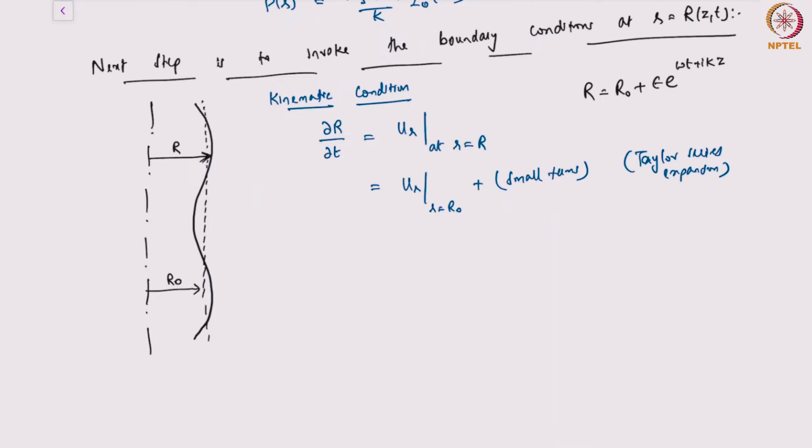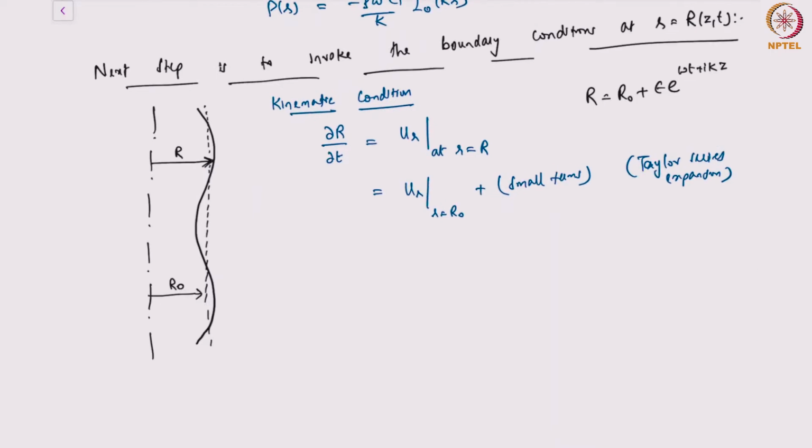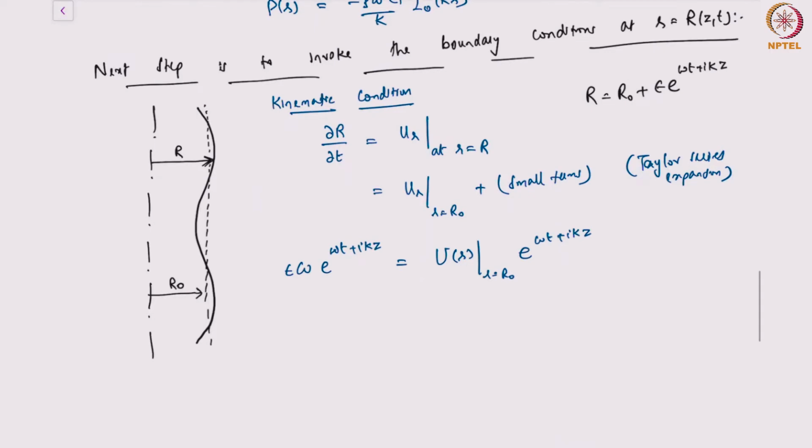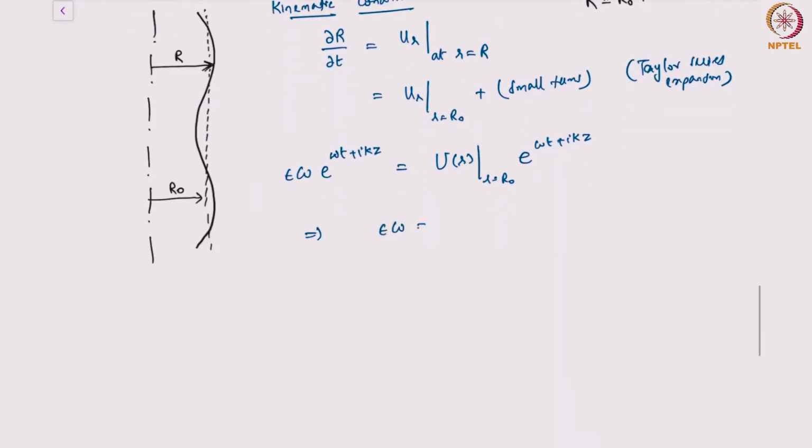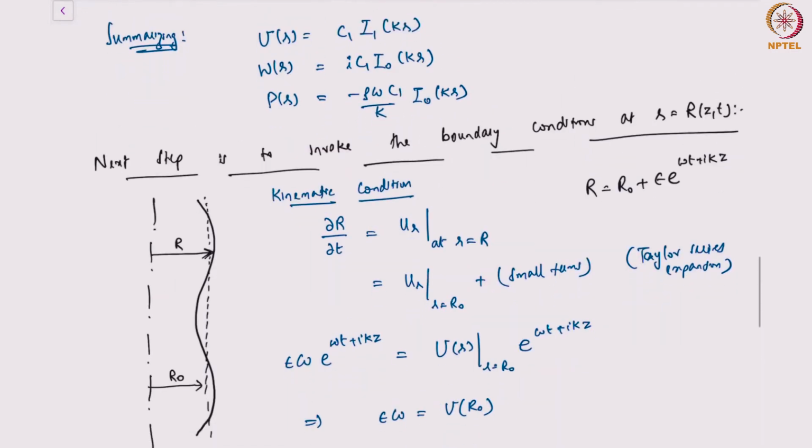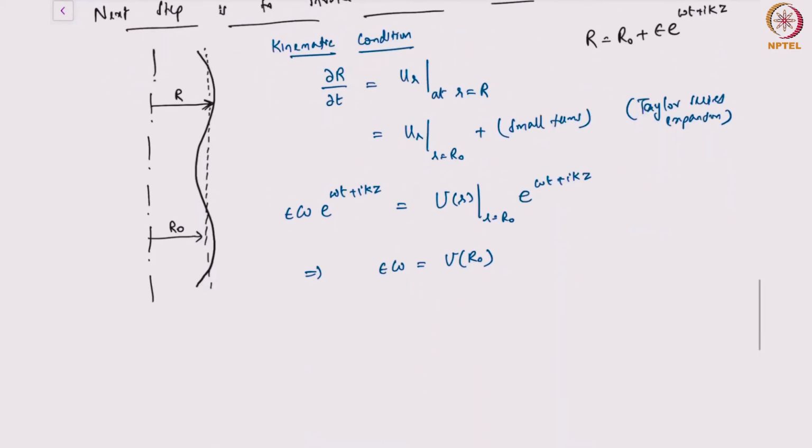Okay. So the left hand side in this case, ∂R/∂t, becomes epsilon omega e^(ωt + ikz). The right hand side simply becomes capital U of r at r equals r naught, times e^(ωt + ikz). And therefore I simply get epsilon times omega equals capital U at r naught. And what is the capital U of r naught? We already got the expression for capital U, which is C1 I1 times kr. So epsilon times omega will be C1 I1 of k r naught.